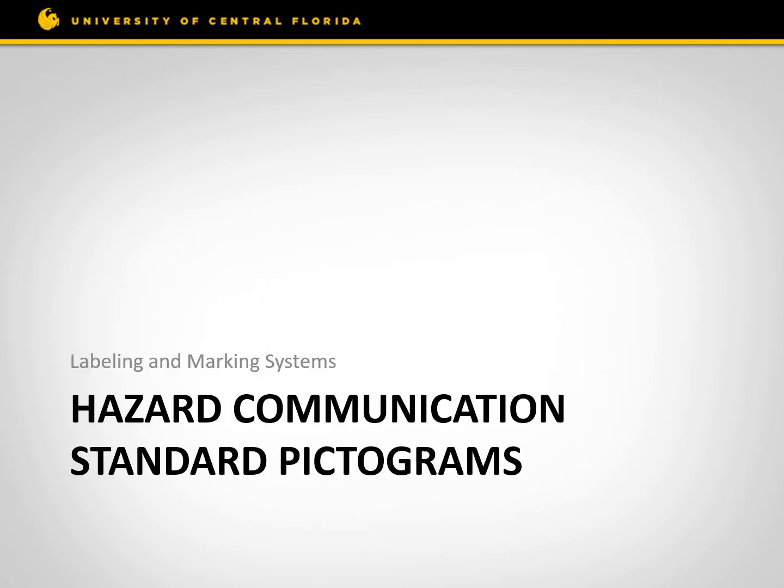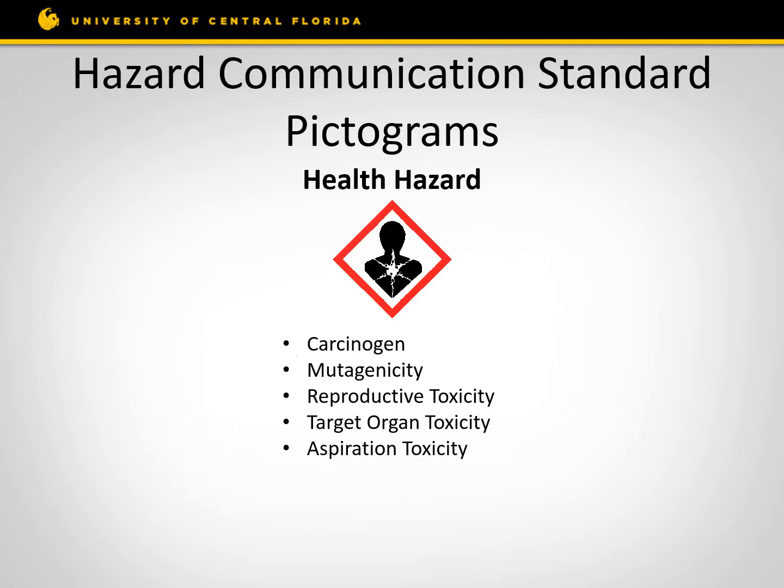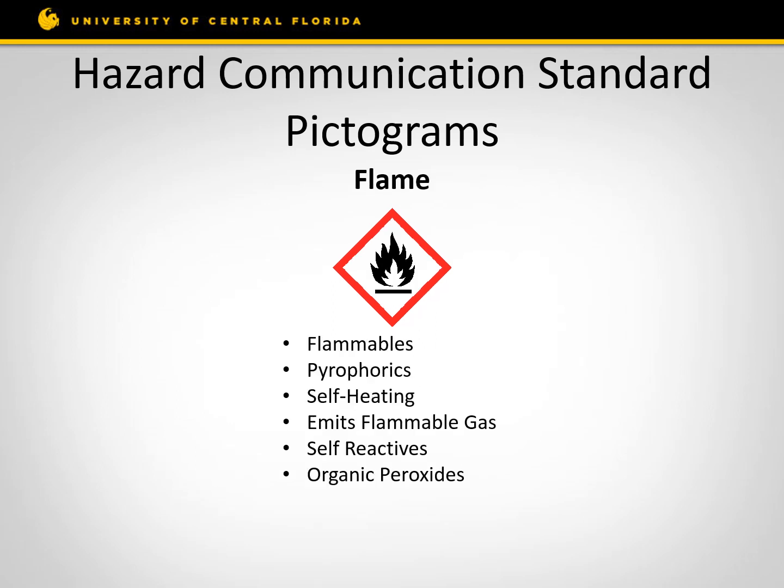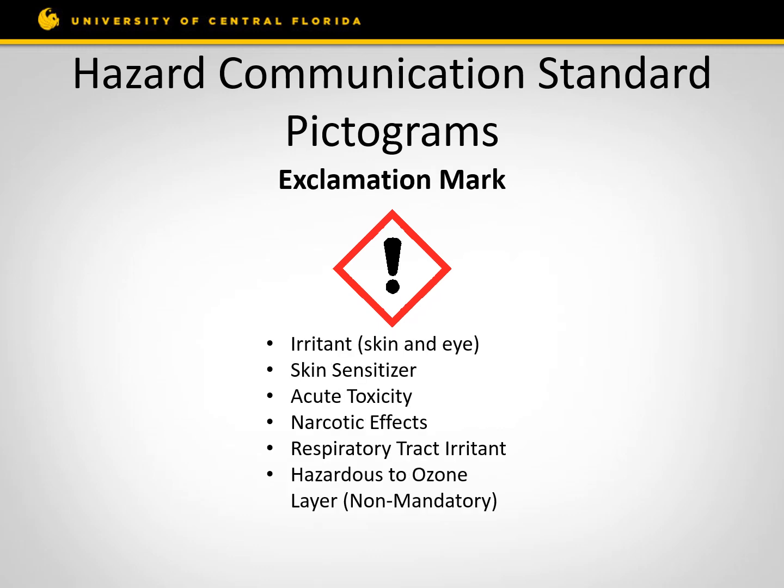The next labeling marking system we will discuss is the Hazard Communication Standard Pictograms, or HCS. The pictogram representing health hazards is in a red bordered diamond with a silhouette of a person. These represent carcinogens, mutagens, reproductive toxins, target organ toxins, and aspiration toxins. The flame inside the red border is representative of flammables, pyrophorics, self-reactives, and organic peroxides, to name a few. The exclamation mark denotes skin and eye irritants, skin sensitizers, acute toxicity, narcotic effects, respiratory tract irritants, and the non-mandatory hazardous to the ozone layer, which may be adopted by the EPA.